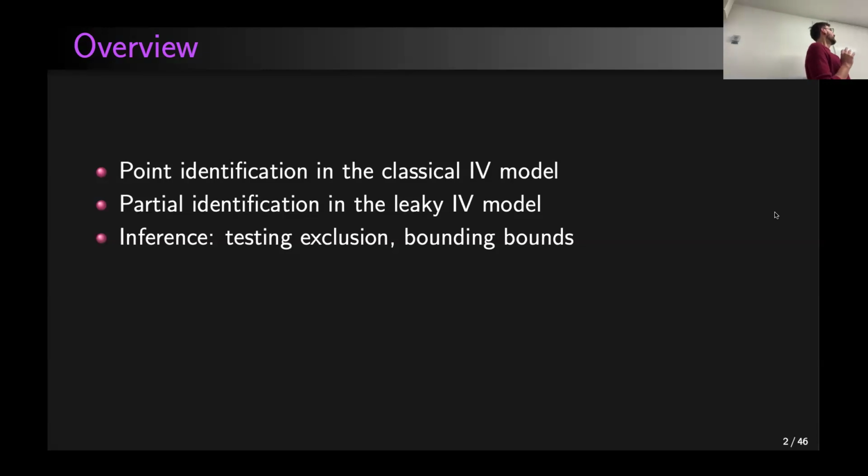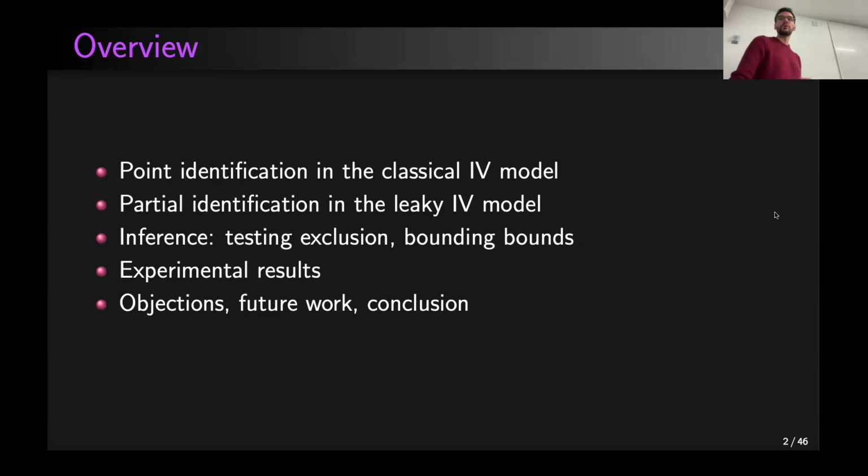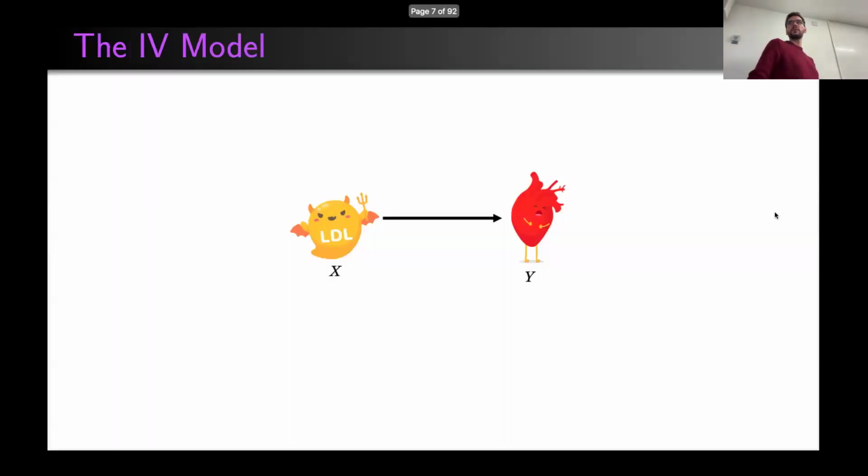The one unique thing I think we're bringing to this is a real focus on inference. We're going to test the exclusion criterion, which I'll define in a moment, and also get bounds for the bounds, which may not make a ton of sense if you're unfamiliar with this, but I think it's got a pretty intuitive interpretation once you've seen it a little bit. I'm going to talk about some experimental results, showing how this method works on simulated data sets, and conclude with a discussion of a few plausible objections and directions for future work, which is actually present work because this is now a year old or so.